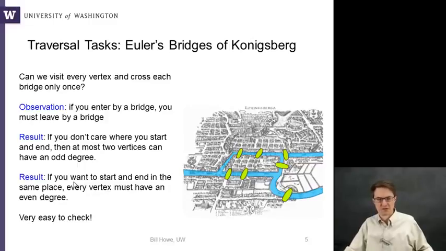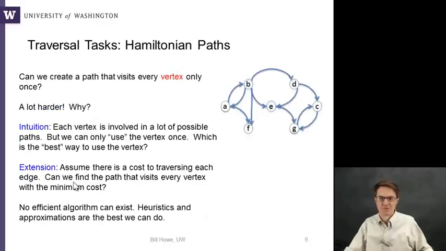But to demonstrate the subtlety of some of these graph theoretic problems, if you make a very slight change to the problem statement, the answer becomes a lot harder. So can we create a path that visits every vertex only once, as opposed to every edge only once? Well, this is a hell of a lot harder.